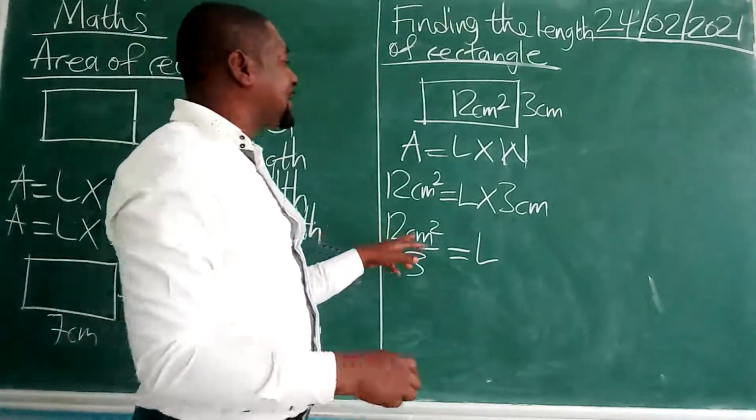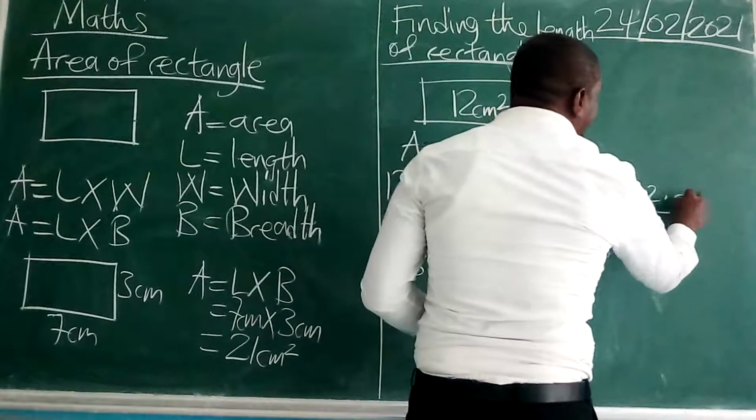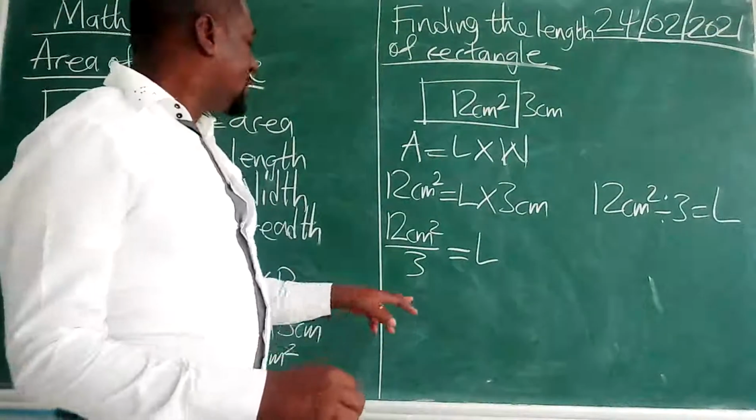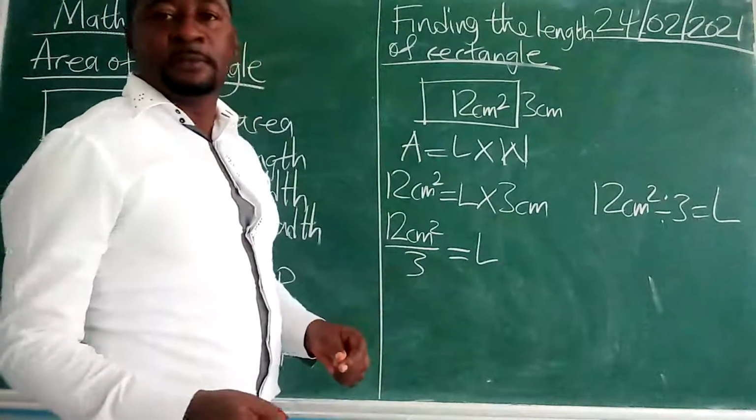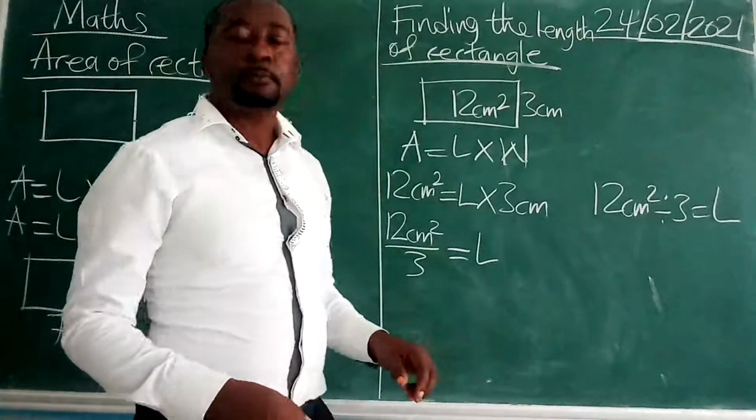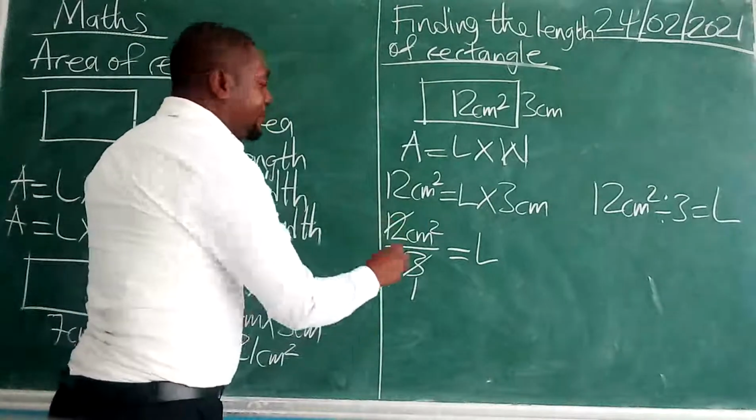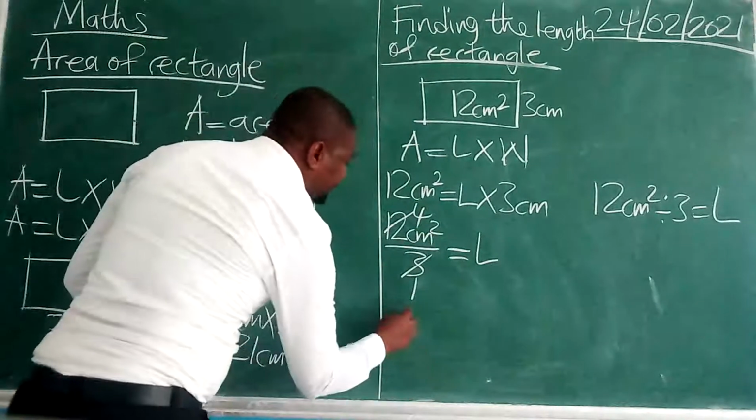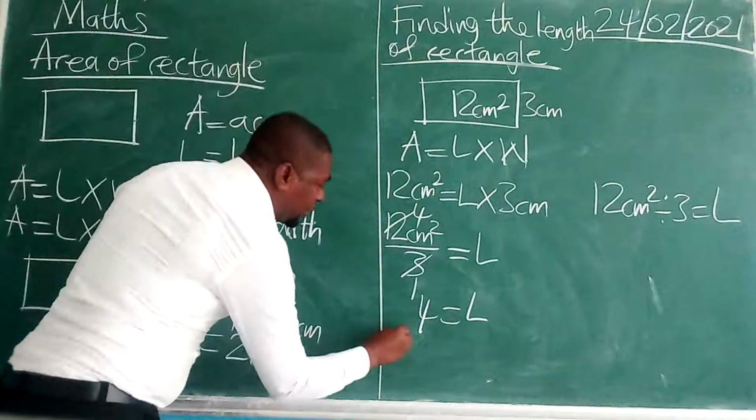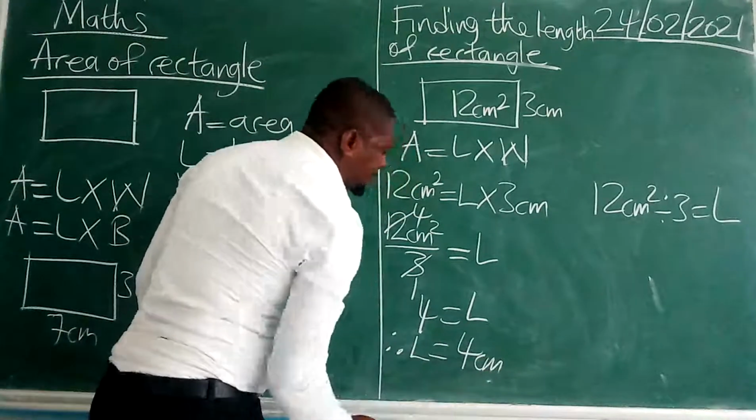This one you can also write like this: 12 centimeters square divided by 3 equals to L. The same thing. If you put over, it means division. So if you don't want to write it this way, you write it this way. Now 3 goes into 12 four times. So now we have 4 equals to L. Therefore L is equal to 4 centimeters.